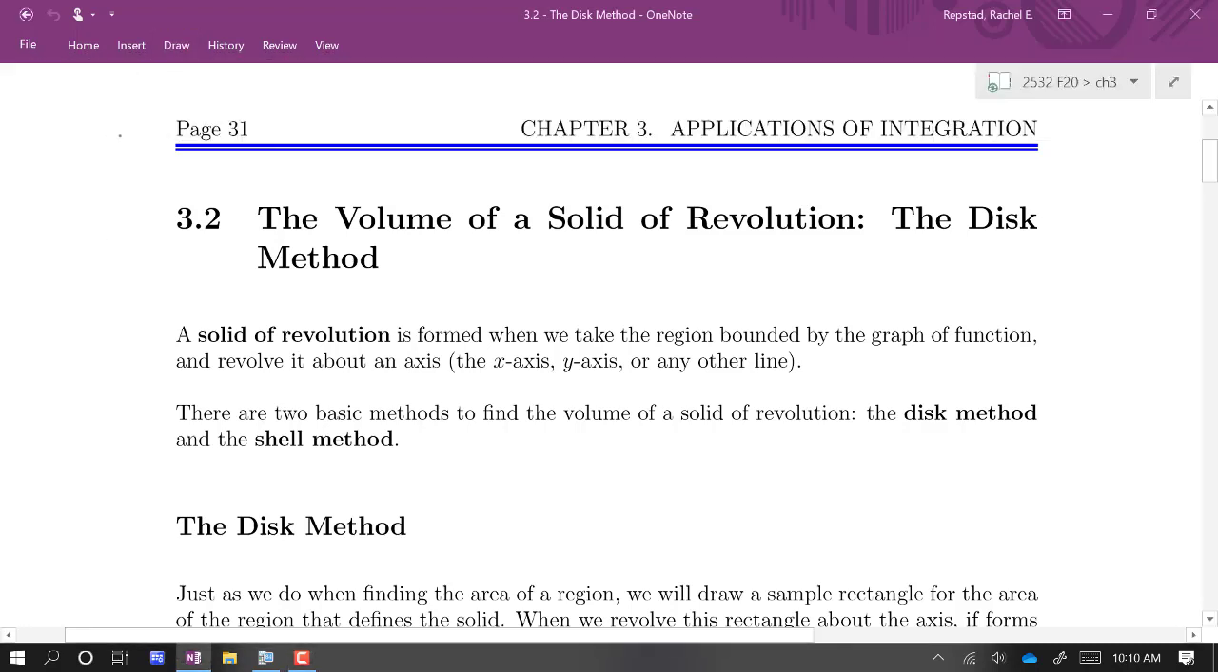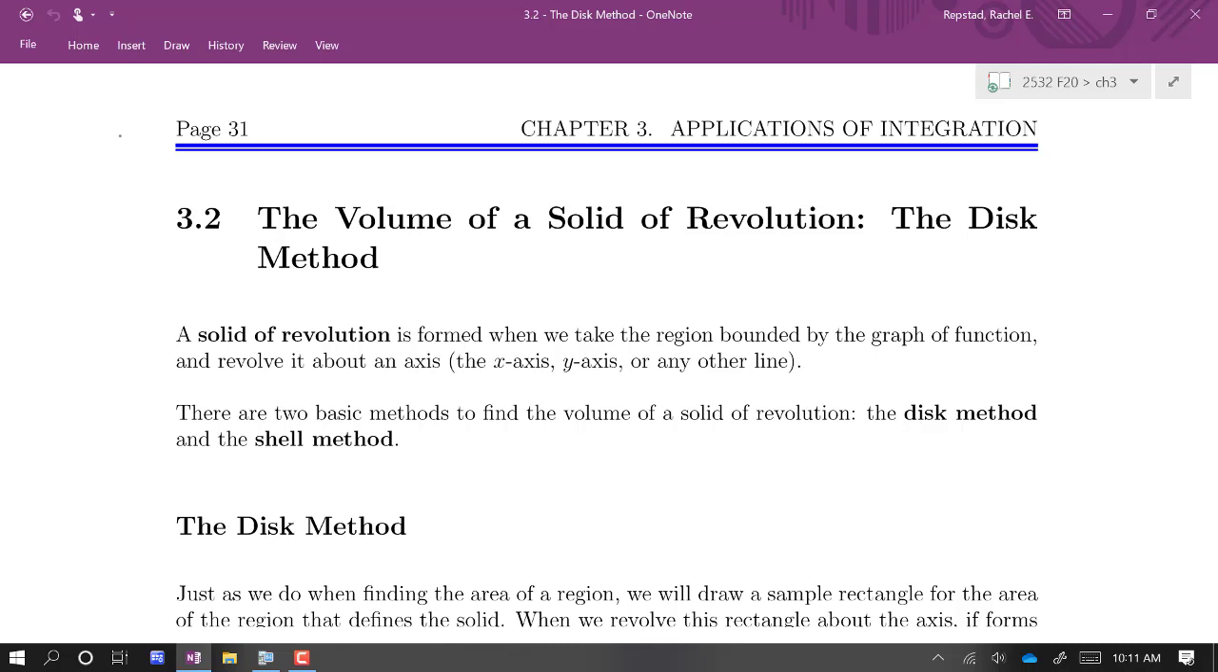We're going to continue in this chapter and look at how we find the volume of a solid of revolution. There's two ways to do this. In this section, we're going to look at what we call the disk method. So first, we are limiting ourselves a little bit. The types of solids are solids of revolution.